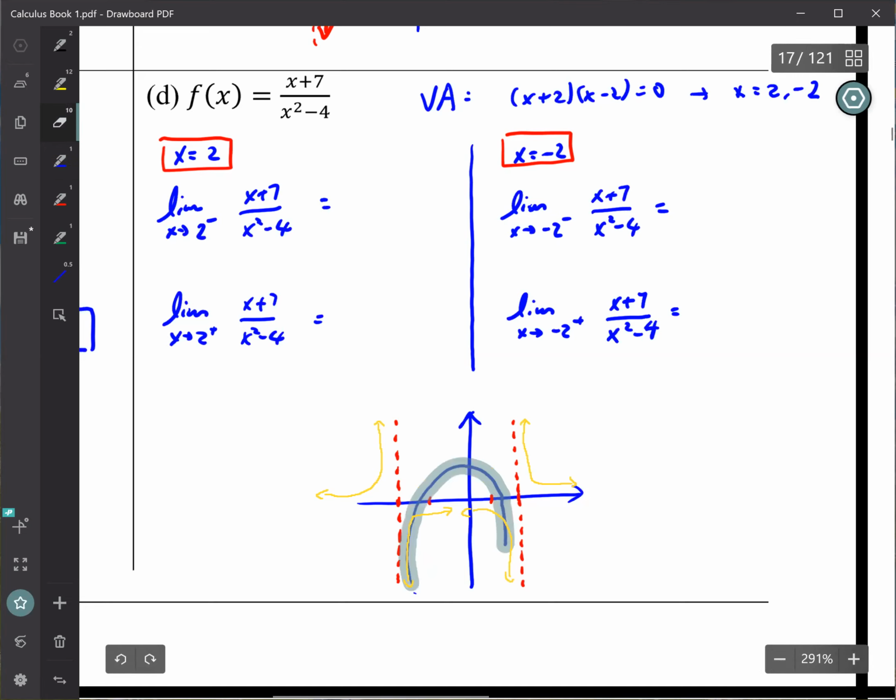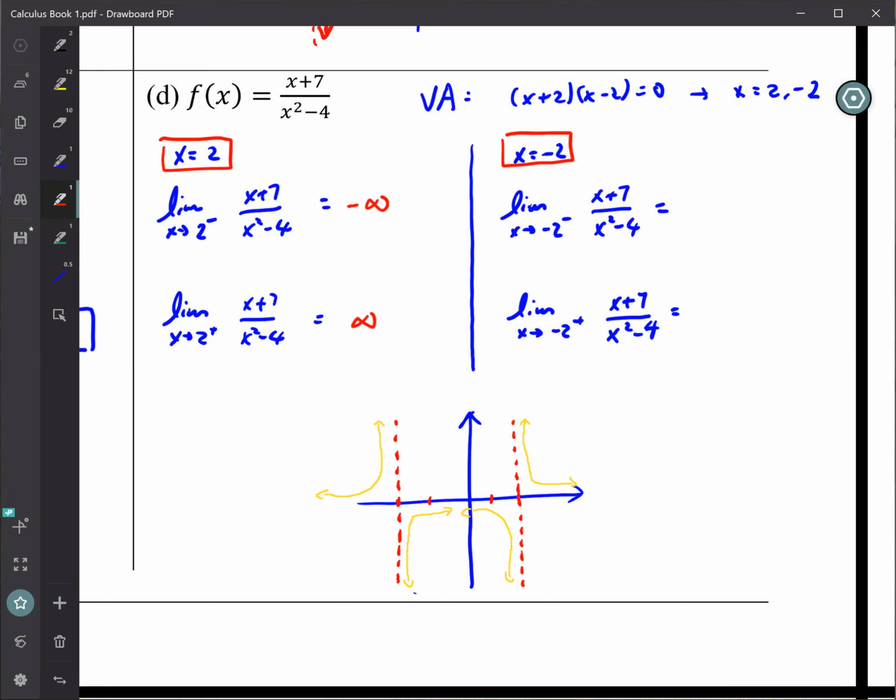Okay, let me clear that up. Okay. So left side of 2, okay? So based on your answer, this will be negative infinity, right? And then from the right will be positive infinity. Negative 2 from the left will be positive, and then this one is negative infinity, okay?